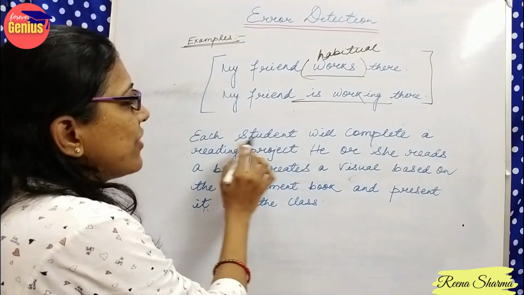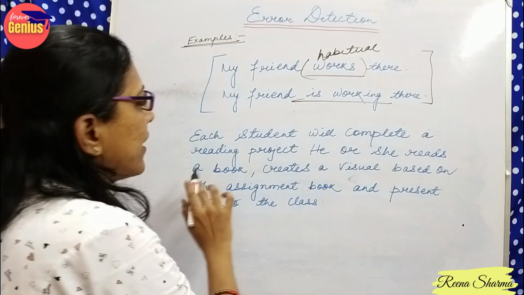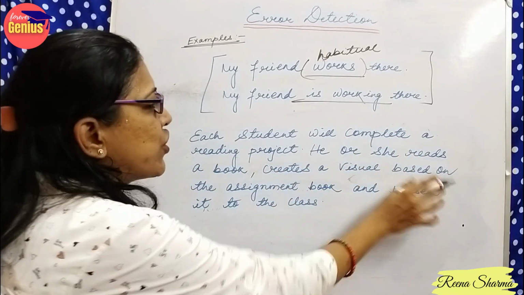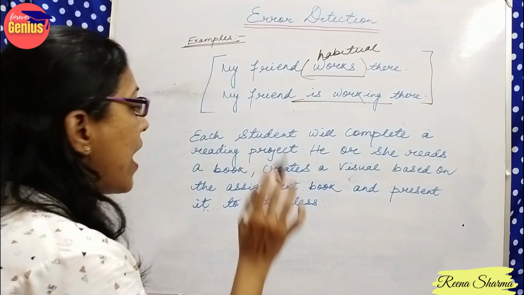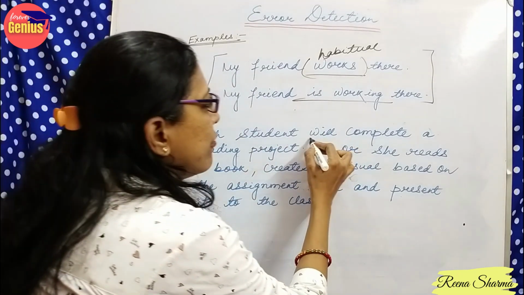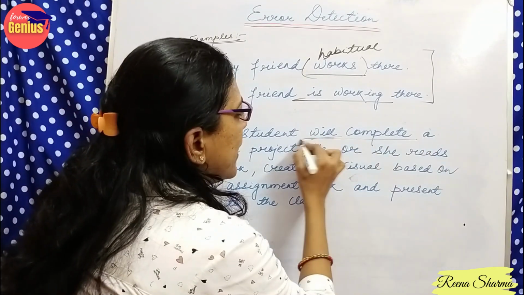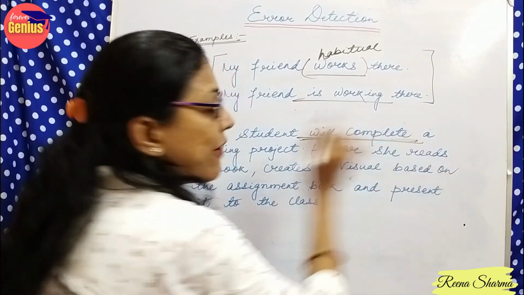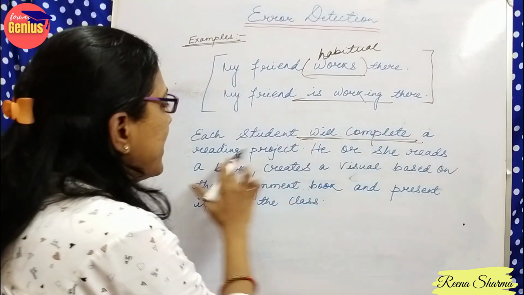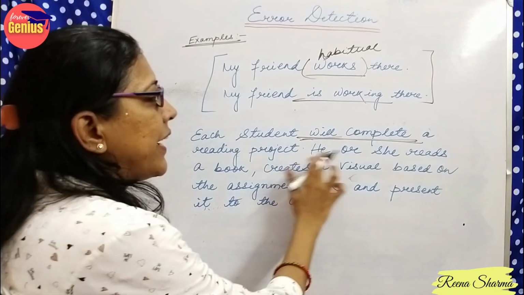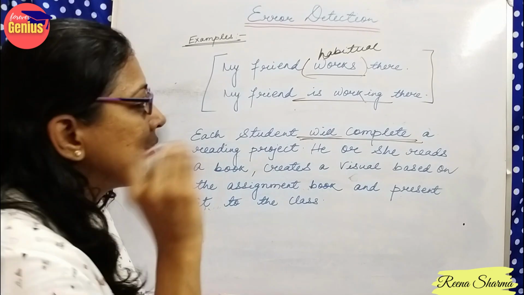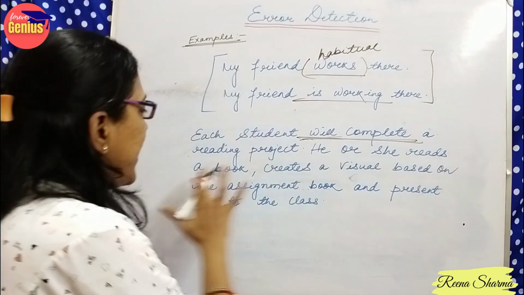Look here. Each student will complete a reading project. He or she reads a book, creates a visual based on the assignment book and present it to the class. So each student will complete means it is a future act which the students have to complete. After completing what they have to do, they will complete a reading project, correct? He or she means each and every student in the class, they will read a book.